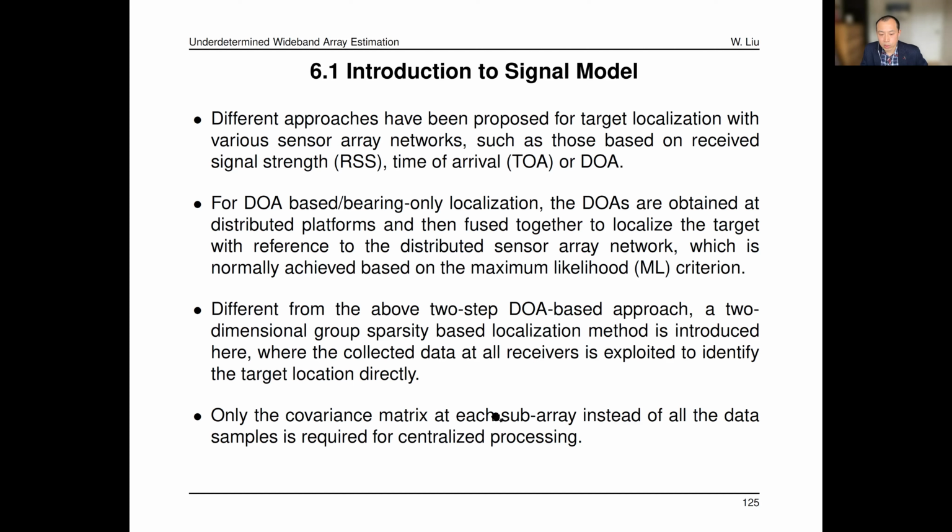And only the covariance matrix at each subarray, instead of all the data samples, is required for centralized processing. So you don't need to transmit a lot of data for this method, okay?